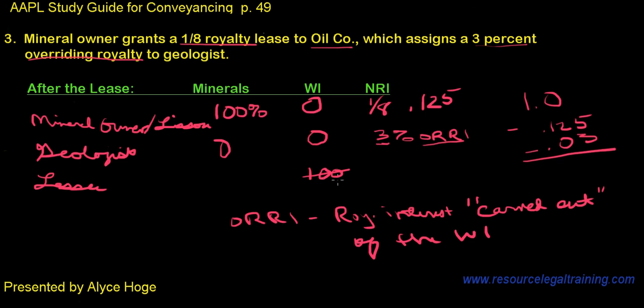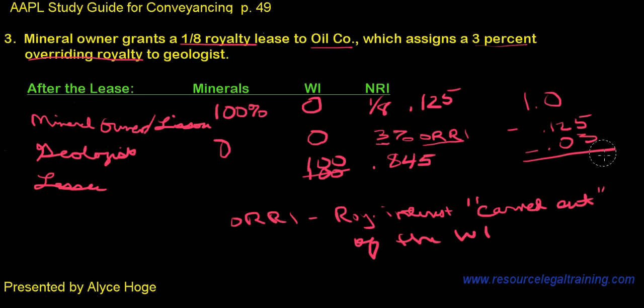So the lessee's interest in the working interest is 100%, meaning they're going to pay all the bills. So the working interest is going to be 100%, but the net revenue interest is going to be 0.845. Okay?